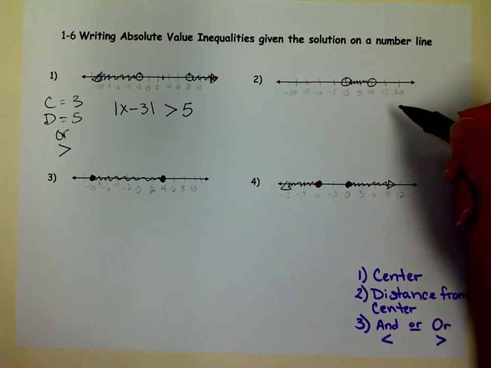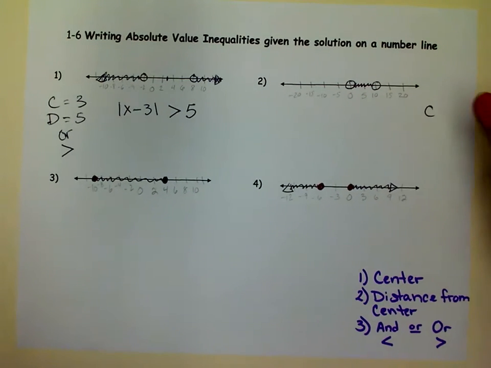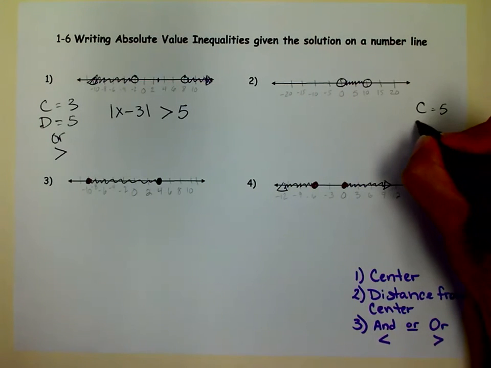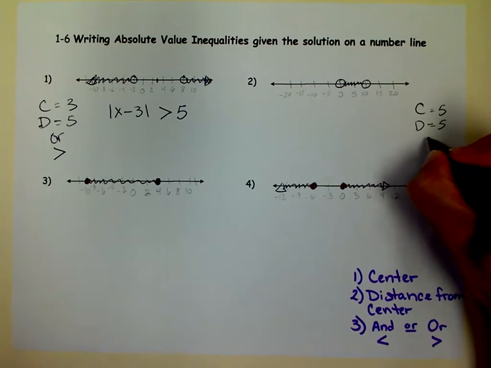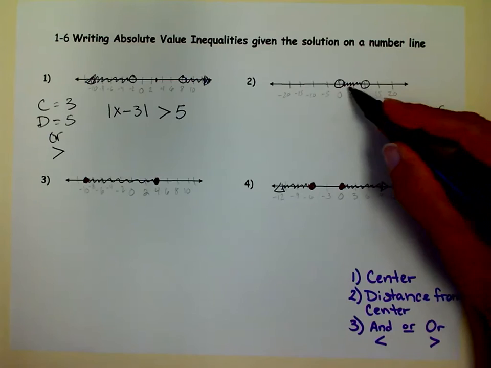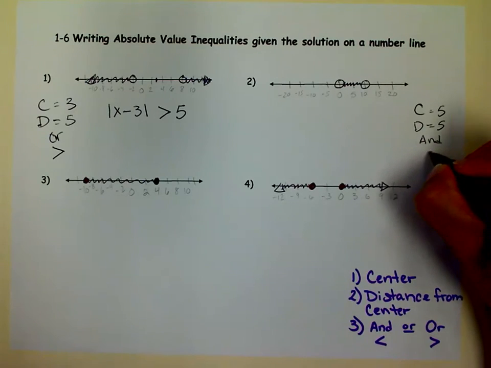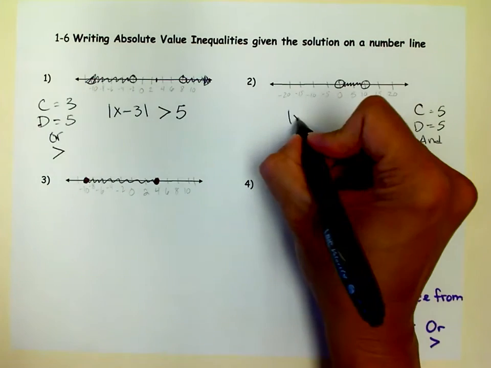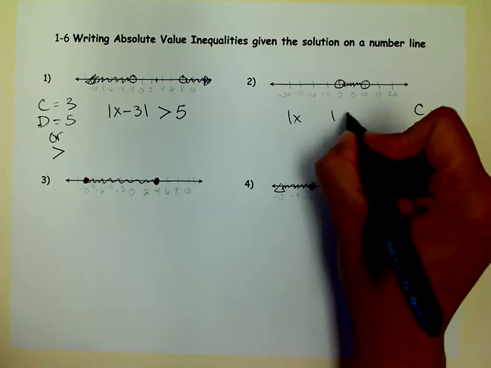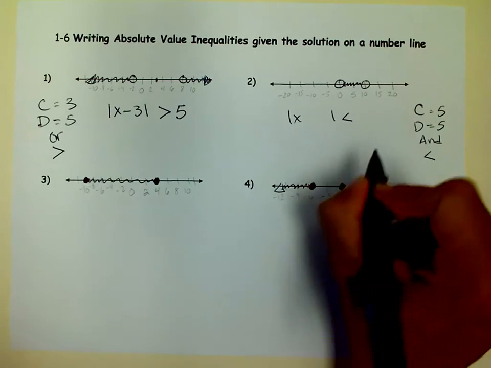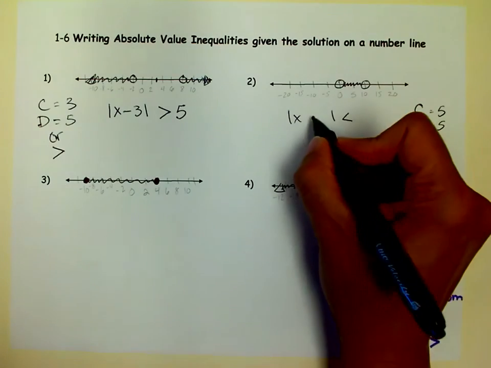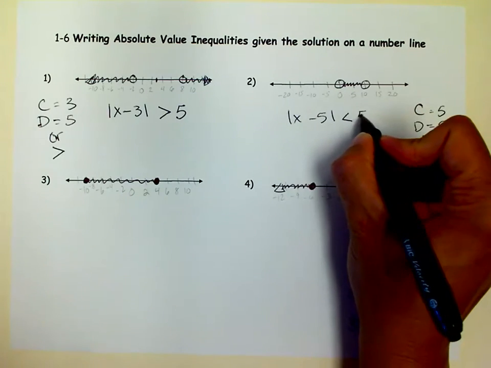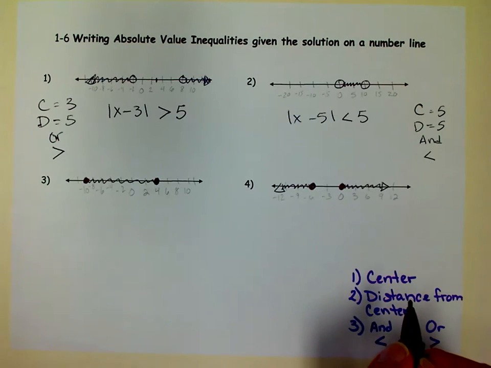Okay, so first thing, center. The center is 5, and the distance is 5, and it's an and because we have a line segment, which means it's going to be a less than. So I put my x in there, and since it's an and, it's going to be a less than, and they're both 5 this time. -5, I do the opposite of the center, and then the distance out, and that's my inequality.